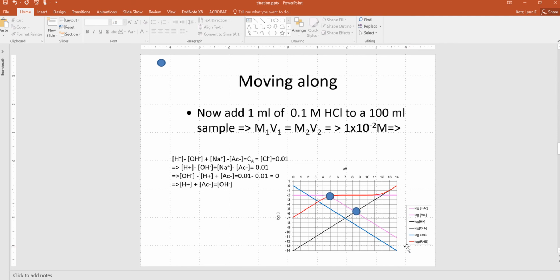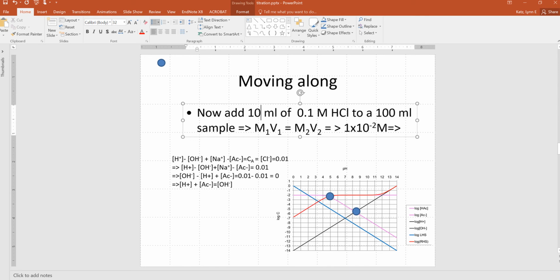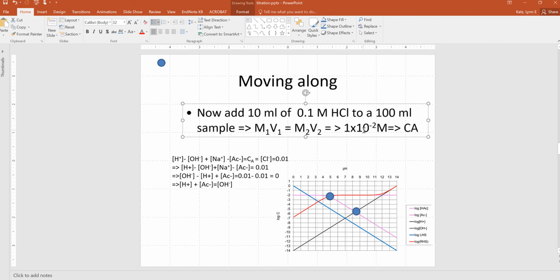Moving on again, now I'm going to add 10 mils of 0.1 molar HCl to 100 milliliters, which will give me, using M1V1 equals M2V2, a concentration for the acid of 10 to the minus 2. In other words, I'm adding the same amount of acid as base that I began with, so my charge balance can be written as H plus minus OH minus plus Na plus minus AC minus equal to chloride concentration, or equal to 0.01. So I have H plus minus OH minus plus Na plus minus AC minus equals 0.01.